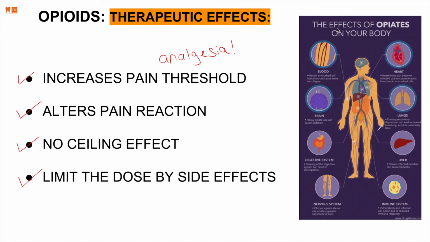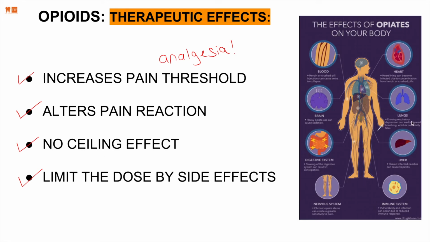But let's take a look at what the effects of opioids are on your body. What does the drug do to your body? What's the pharmacodynamics? Over here we realize that on the bloodstream, heroin or crushed pill injections lead to veins collapsing, like literally collapsed capillaries, right? The heart lining can become infected due to contamination from the needles and the pills themselves.